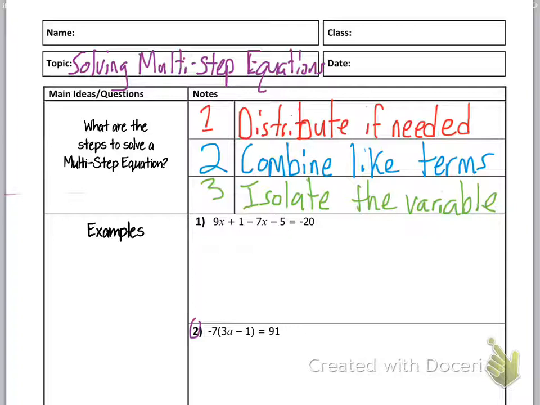The second step is to combine like terms. Underline the word like terms. That is a vocabulary word. Step 3 is to isolate the variable. Isolate is also a vocabulary word.